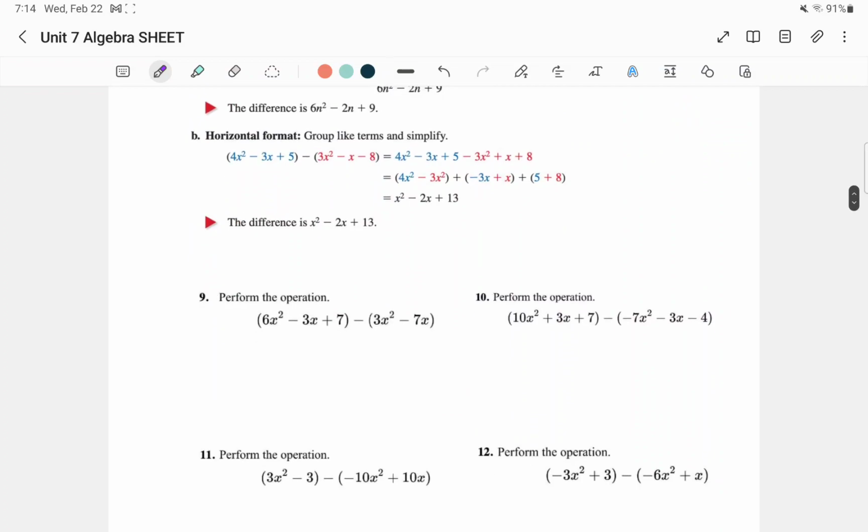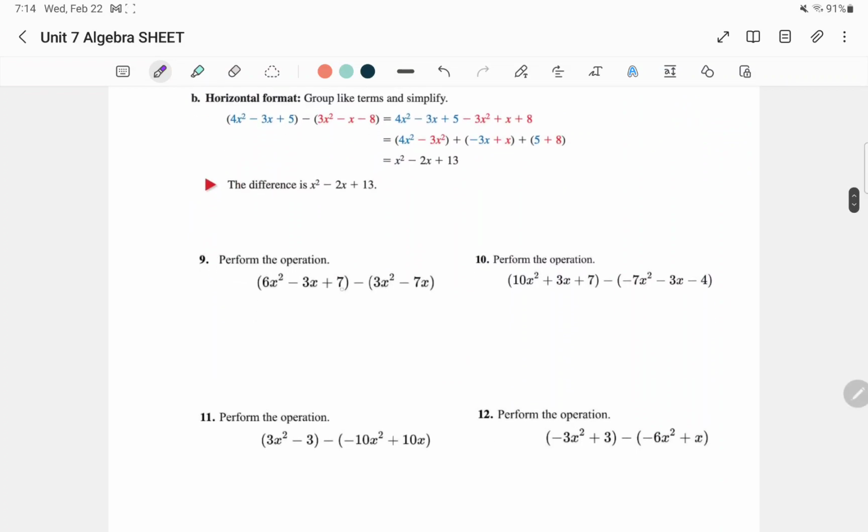So for number 9, I'm going to keep this first polynomial the same. So 6x squared minus 3x plus 7. I'm going to change this minus to a plus. And I'm going to change the sign of both of these in here in the second set of parentheses. So 3x squared becomes negative 3x squared. And negative 7x becomes positive 7x. And now I can just combine like terms from here.